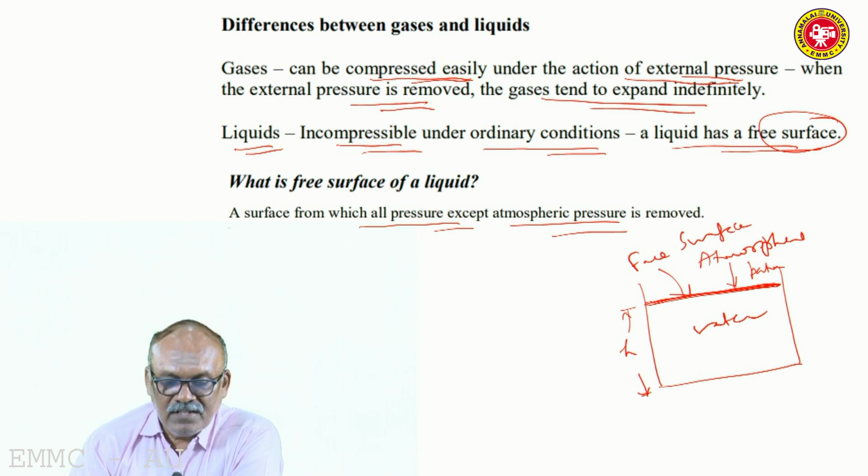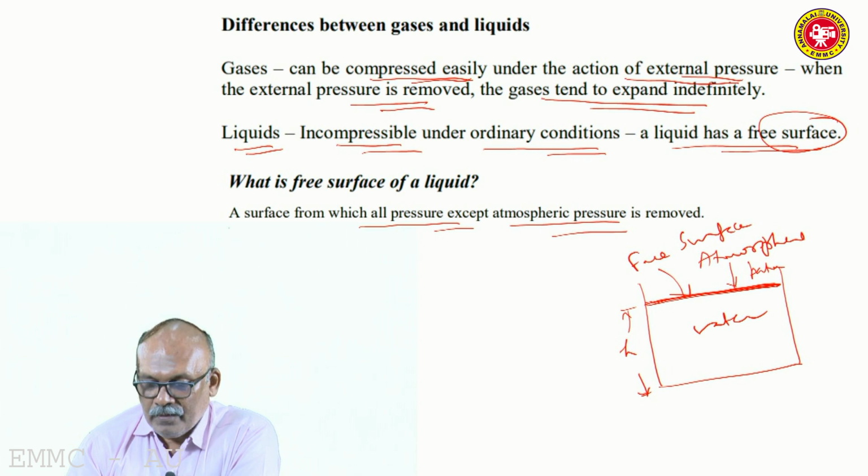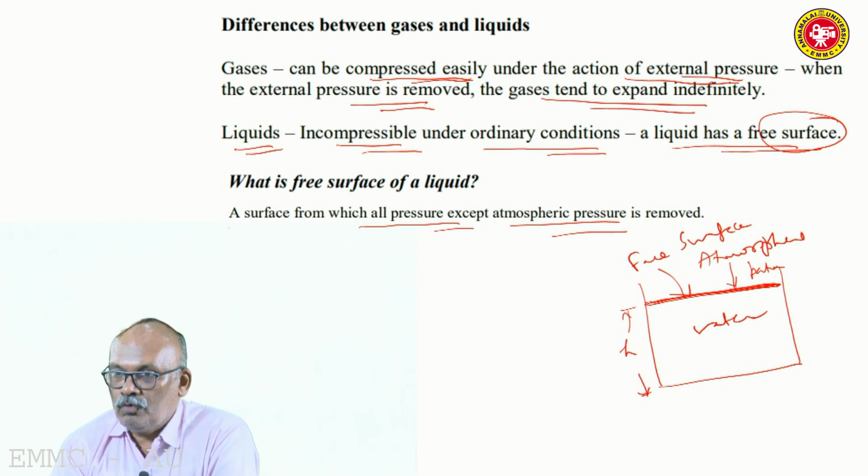So free surface exists for any liquid. So a free surface is nothing but a surface of the liquid from which all pressures except atmospheric pressure is removed.